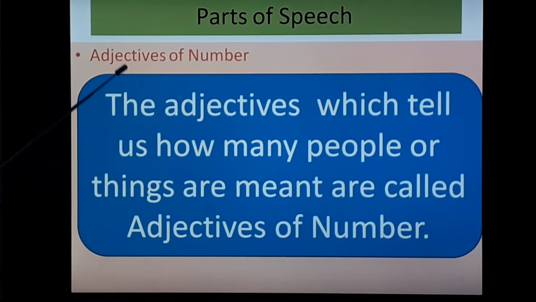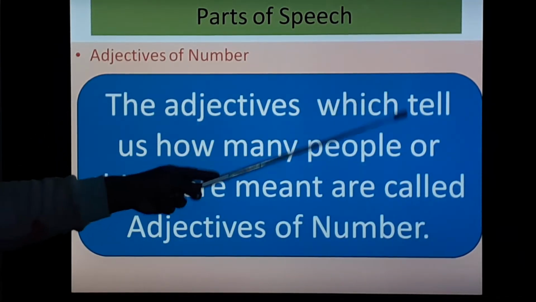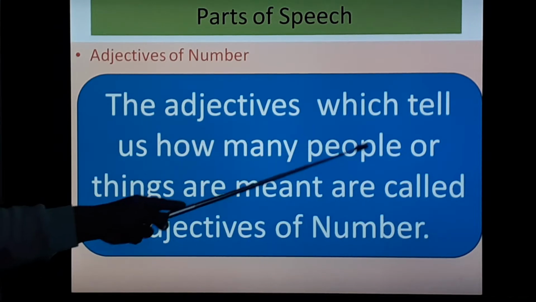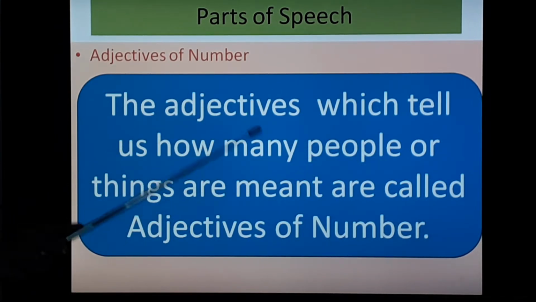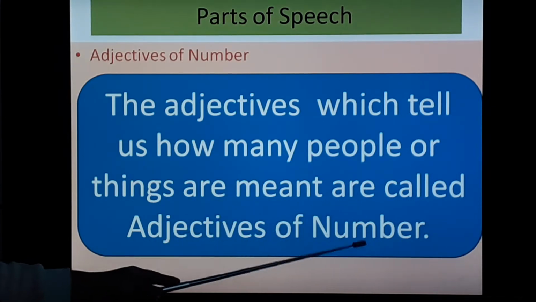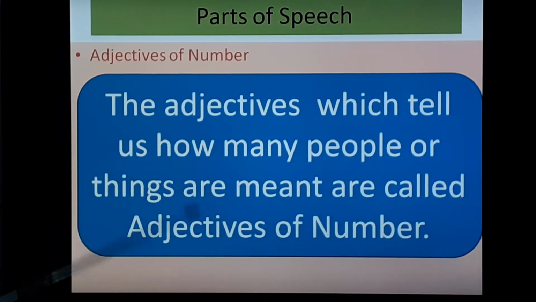Let's see the definition of adjectives of number. The adjectives which tell us how many people or things are meant are called adjectives of number, only with countable nouns.